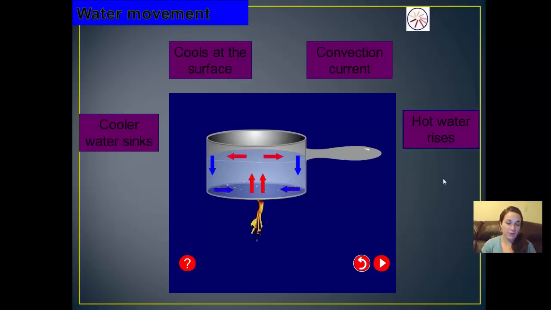So if you've ever boiled some water, you know when it starts to kind of bubble up, that's why it's doing that. It's because of these convection currents that we're creating. So convection current, just heat rises, cold sinks. Heat rises, cold sinks. And it keeps going and going in a circle right there.